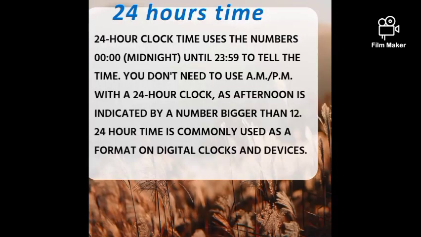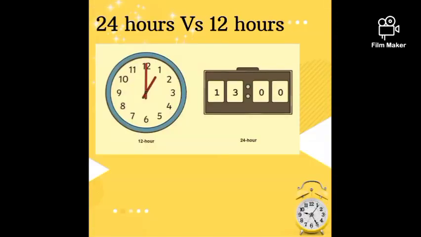Now, 24 hours time uses the numbers from 0 till 23:59 to tell the time. So it tells time from 0 to 24, meaning 0, 1, 2, 3, 4, 5, 6, you get to 12, 13, 14, 15, 20, and so on. Unlike the 12 hours that tells in AM and PM, afternoon in the 24 hours is indicated by numbers bigger than 12. So 24 hours time is commonly used as a format on digital clocks or devices.